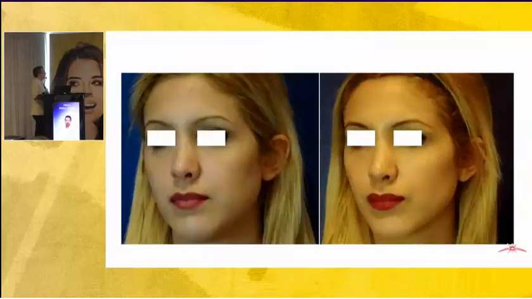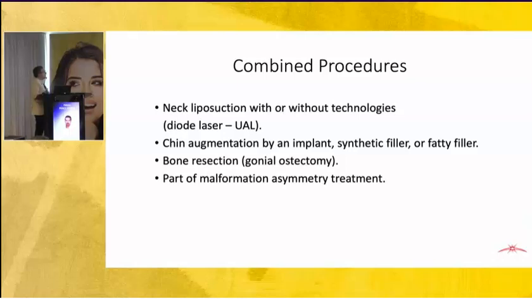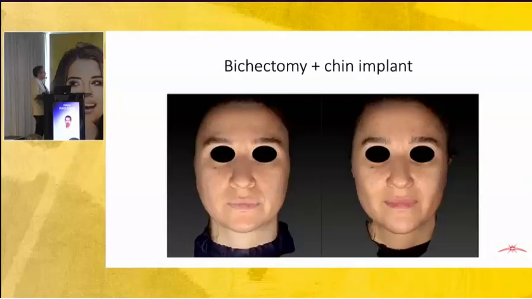The last case, I suppose, here is the depression, round to triangle. Another case. And when I combine it, I usually combine it with liposuction of the submental area. I use diode laser. I use ultrasound cavitation. I add, in some cases, volume with chin augmentation by implants, synthetic filler, or fatty filler. In some cases, I obtain the resection of the bone, especially in the gonial area. And in some cases, it's part of my solution for malformation asymmetry treatment.